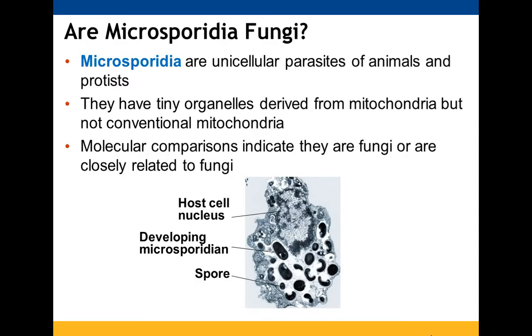Microsporidia are these fungi. They are unicellular parasites. They do have some tiny organelles, but they are not the mitochondria that we're used to seeing. They appear to be at least related to fungi if they aren't themselves fungi. So more work is going to have to be done to determine.